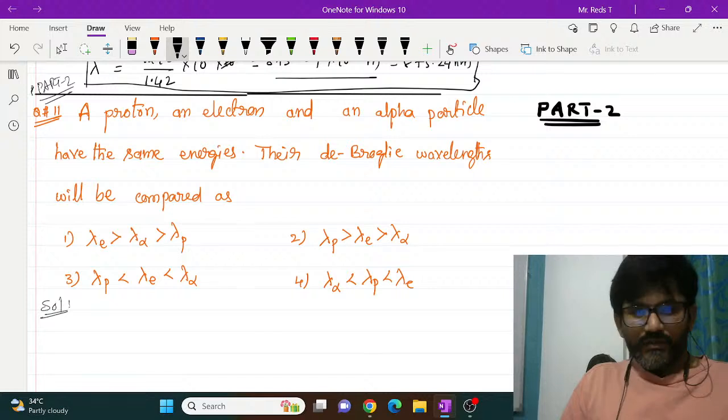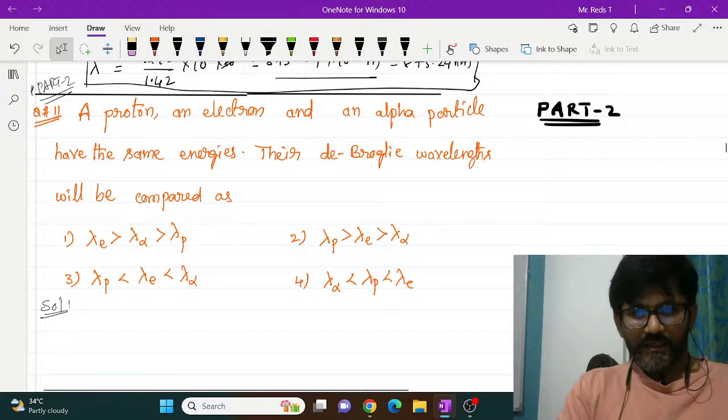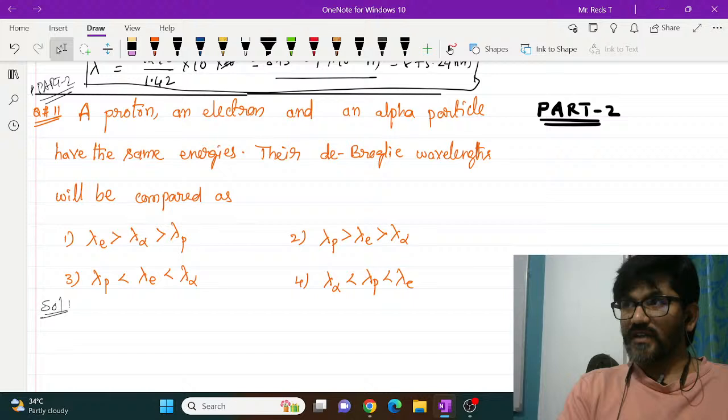So their de Broglie wavelengths will be compared as, the options are given. So first, what is the given condition and what are you asked to find? You have to understand first what is given. It is given that proton, electron and alpha particle have the same energies. That energy condition is given here.